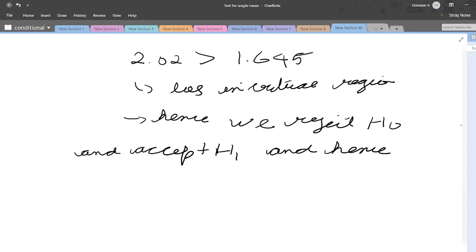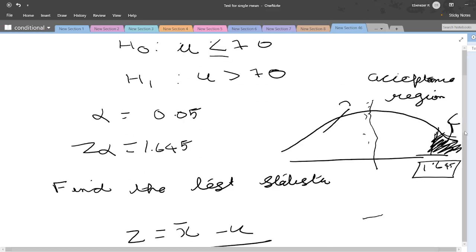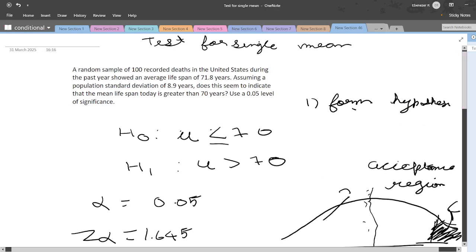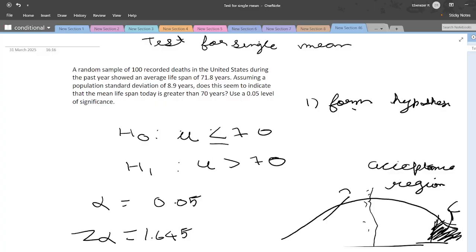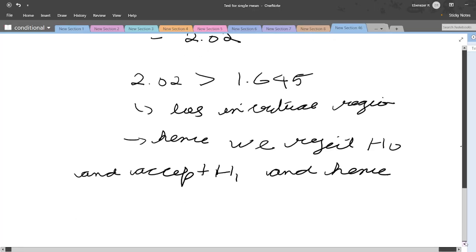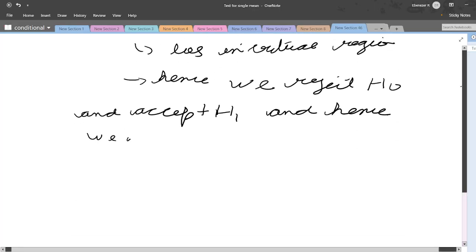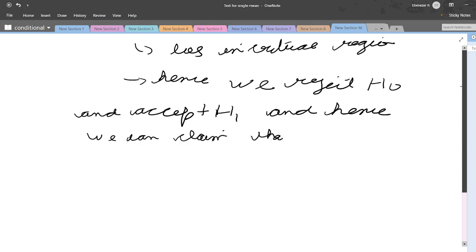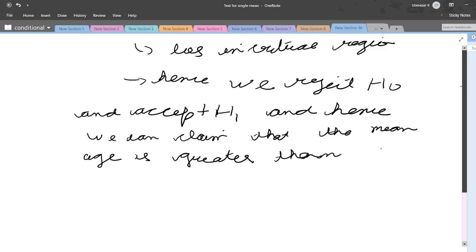Hence, we can claim that the mean age is greater than 70 years. Alright, because why?